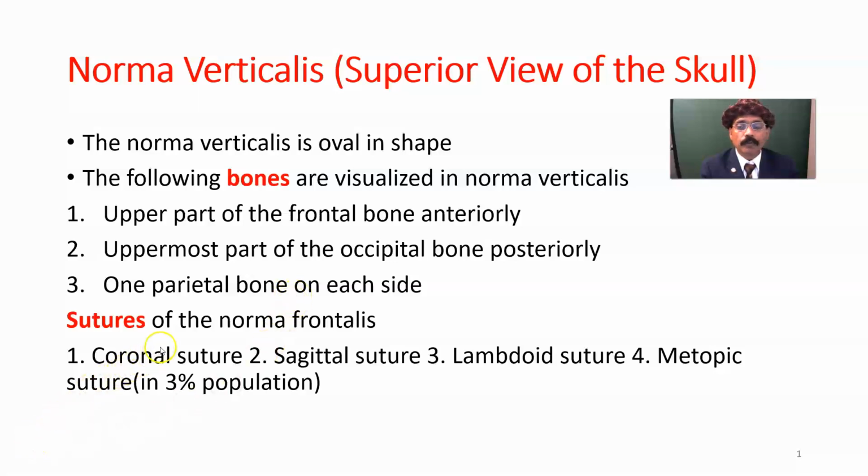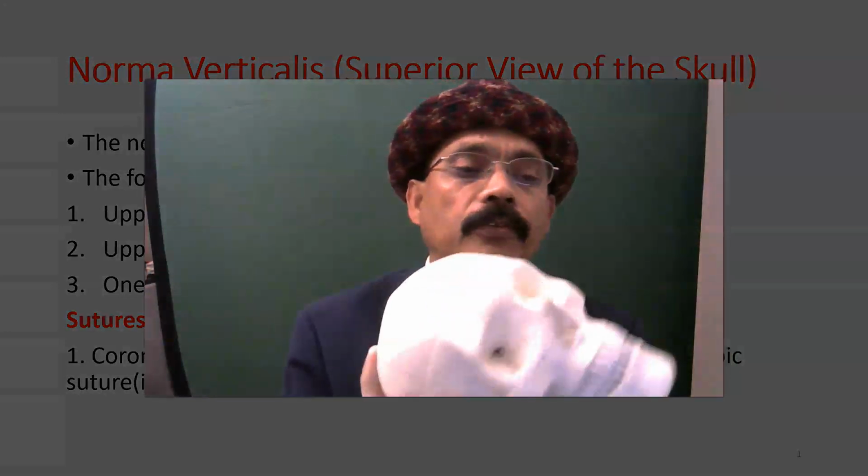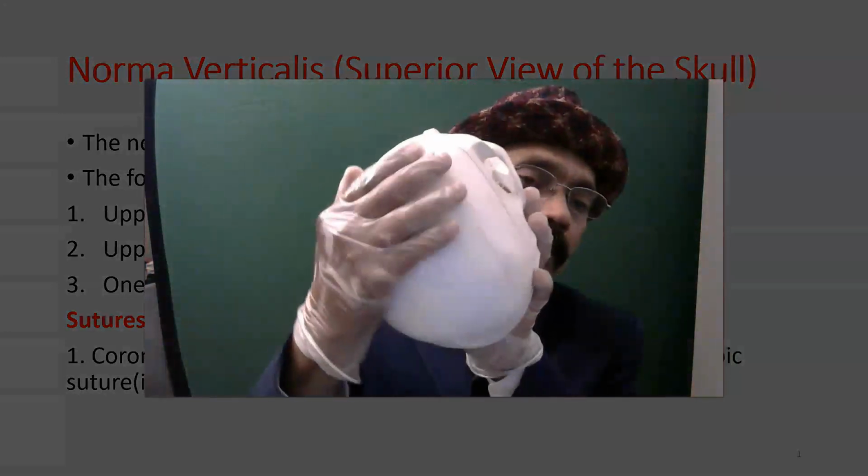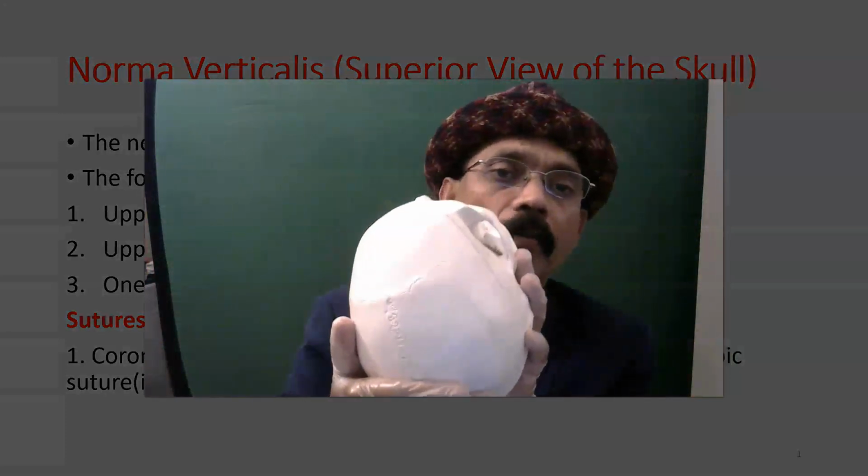Between the skull bones, we have the coronal suture, sagittal suture, lambdoid suture, and the metopic suture, which may be present in only 3% of the population. Okay, so if we go to show that, this is the superior aspect of the skull, that is the Norma verticalis.